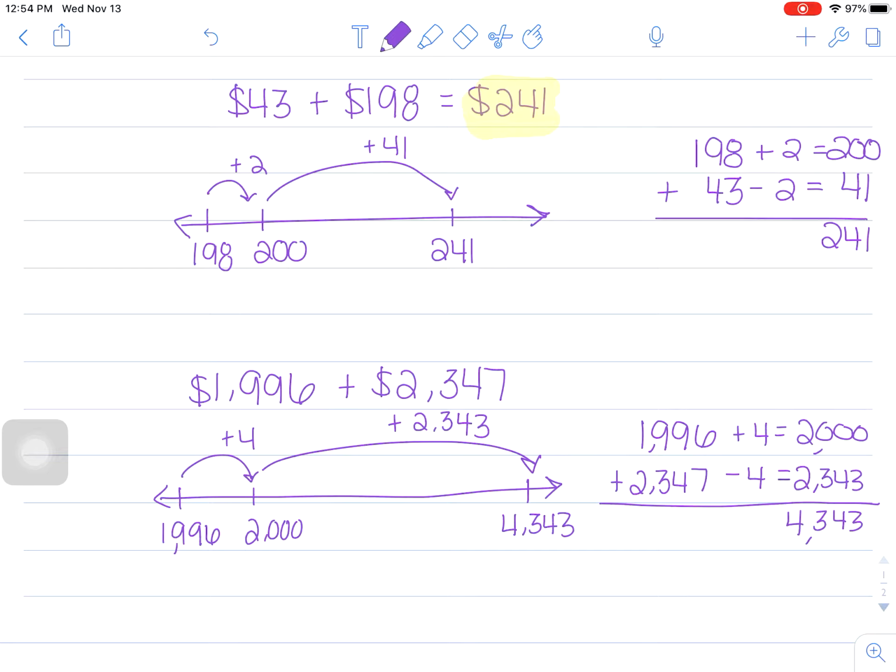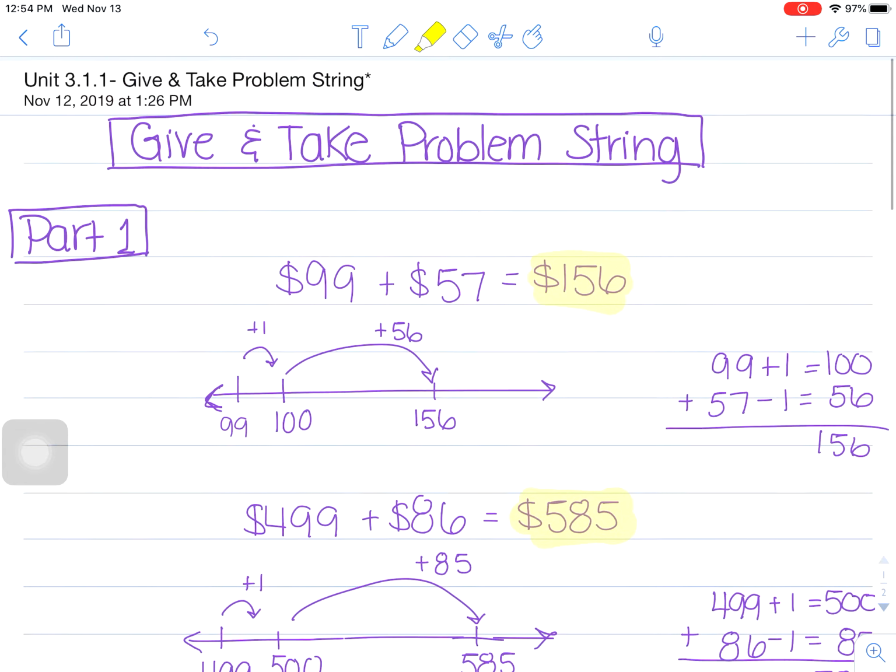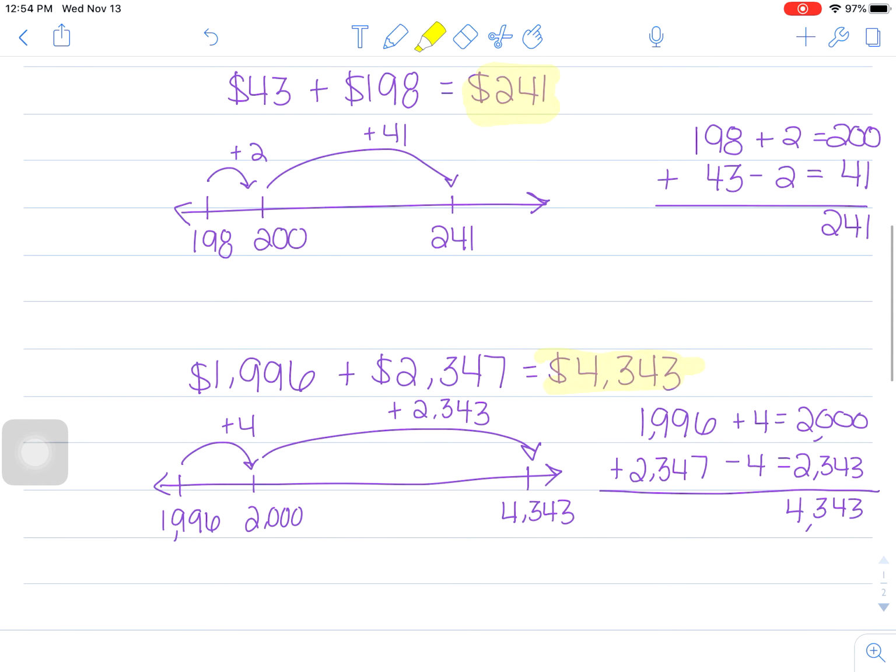And hopefully you got the same answer. Hopefully you got $4,343, okay? Super easy, right? Hopefully you can see the value of using the give and take strategy. If you have any questions, please come and see me.